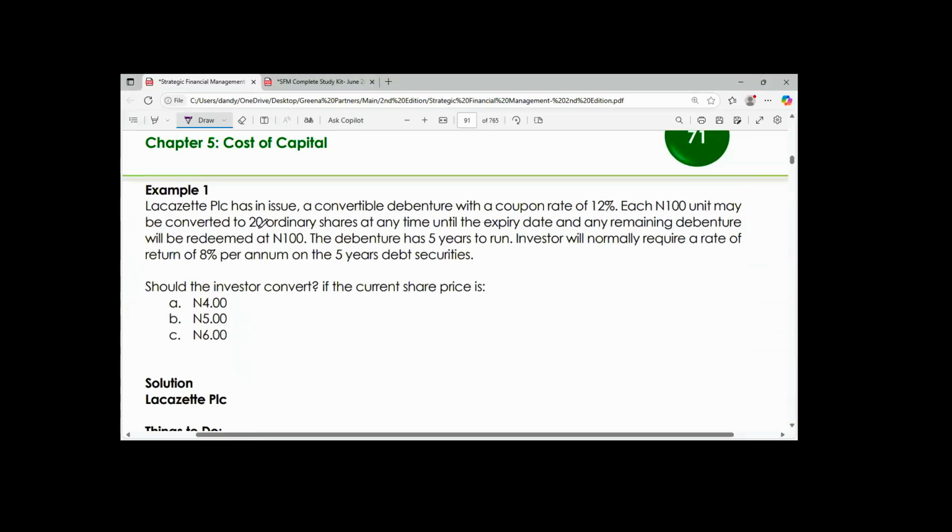Let's have example number one, so that in our next class, we'll start afresh, and we can start on a clean note to discuss weighted average cost of capital.